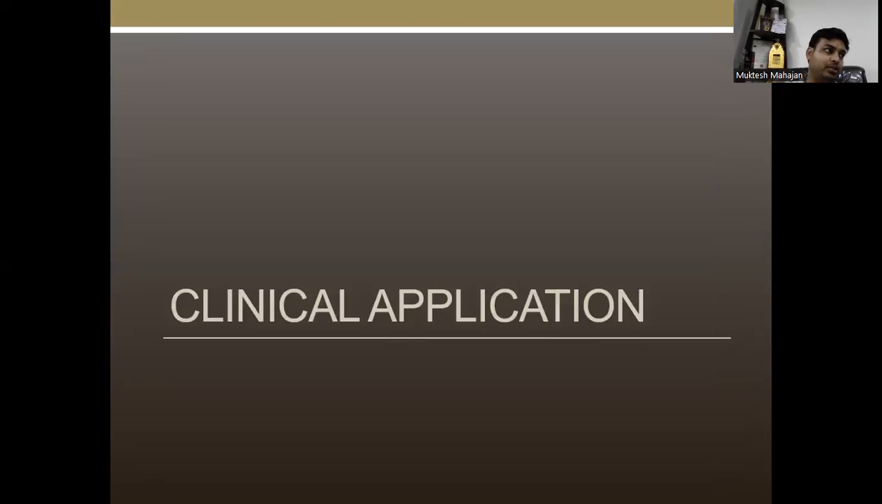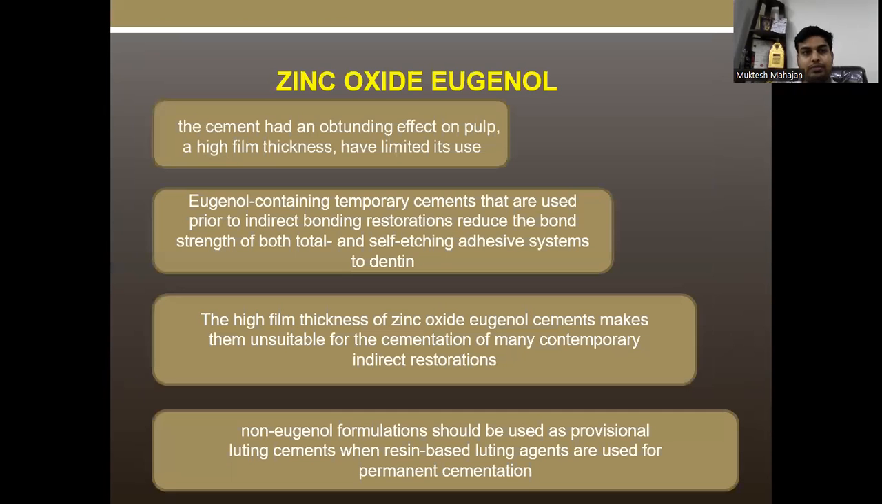Now the clinical applications and the use of these cements. Zinc oxide eugenol: the cement has an obtunding effect on the pulp, and a high film thickness has limited its use. The eugenol-containing temporary cements that are used prior to indirect bonded restorations reduce the bond strength of both total-etch and self-etch adhesive systems to dentin. The film thickness of zinc oxide eugenol cements makes them unsuitable for the cementation of many contemporary indirect restorations.